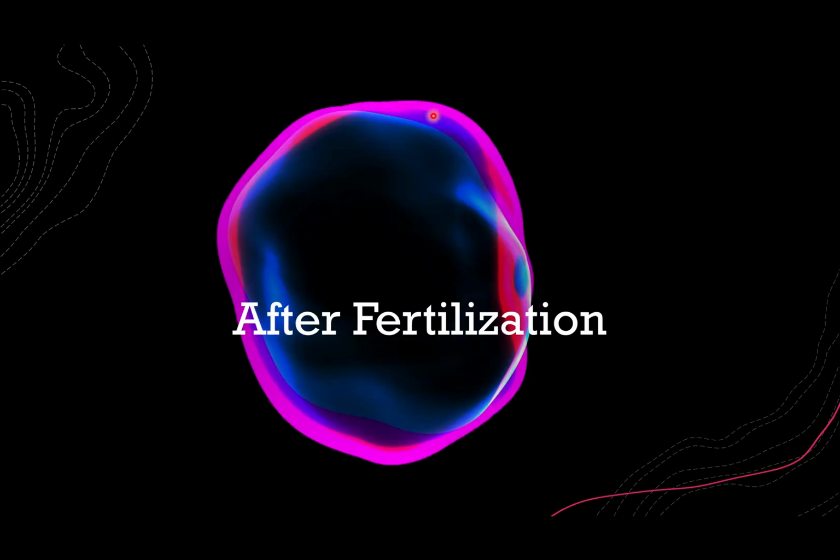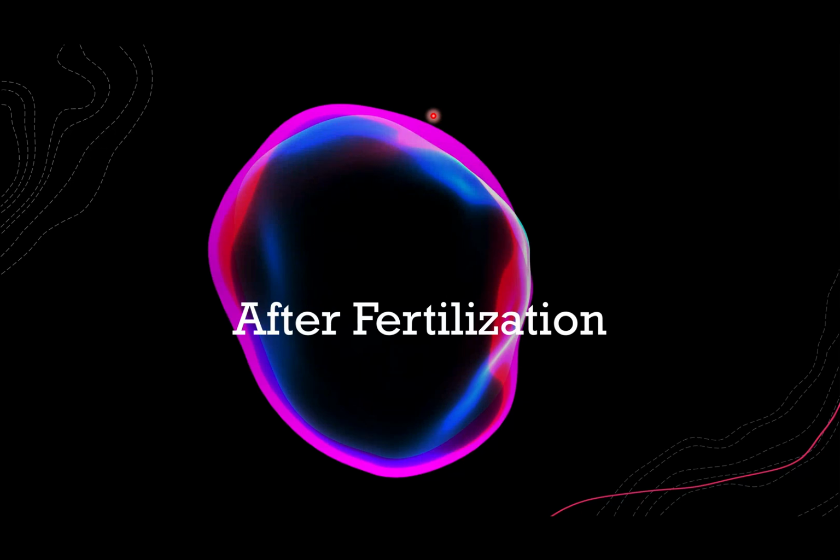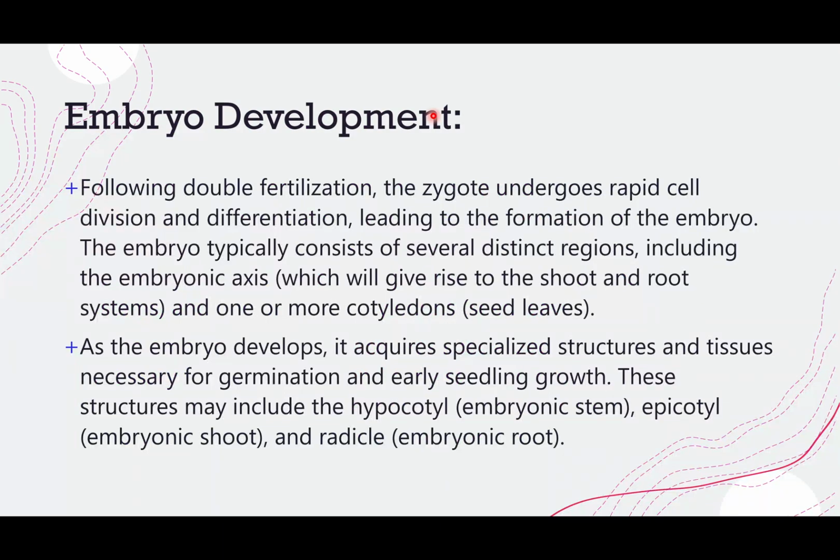What happens after fertilization? Following double fertilization, the zygote undergoes rapid cell division and differentiation, leading to the formation of the embryo. The embryo typically consists of several distinct regions, including the embryonic axis, which will give rise to the plumule and the radicle. And then we have one or more cotyledons.